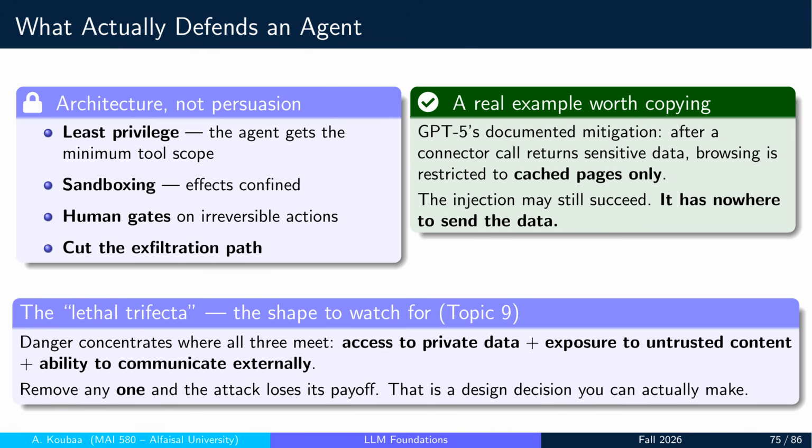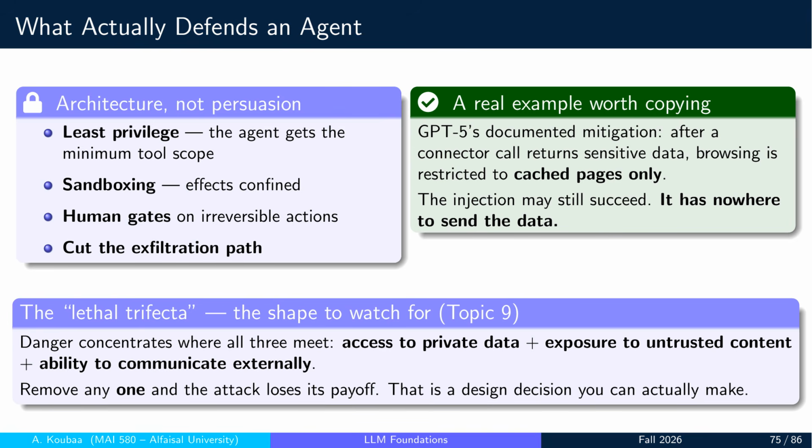GPT-5 has a documented mitigation. After a connector call returns sensitive data, browsing is restricted to cached pages only. Think about what that achieves. The injection may still succeed. The attacker may still control the model's intention, but there is nowhere to send the data. The attack has no payoff. That's what a real control looks like. It doesn't try to win the argument. It removes the outcome.